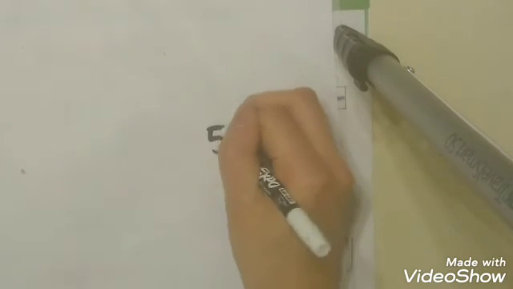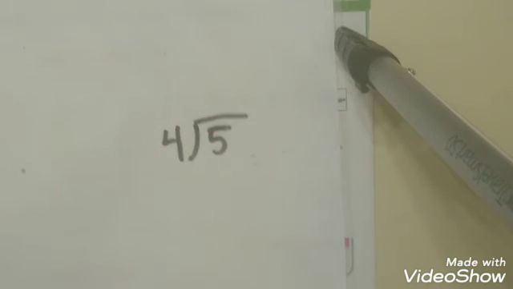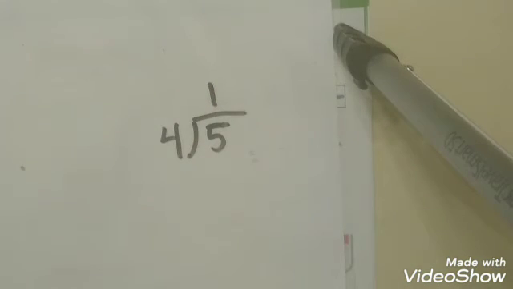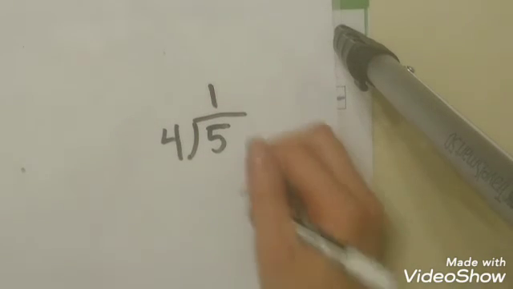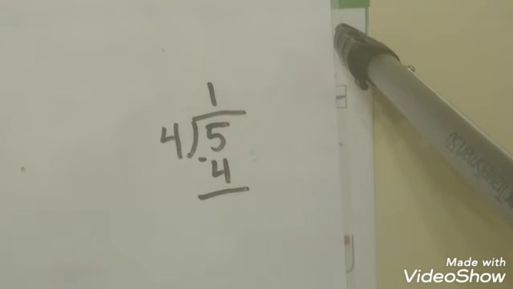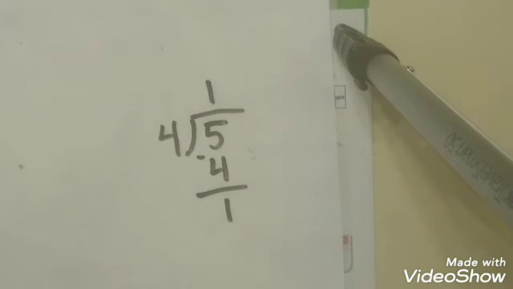So remember, when I change to a mixed number, I just do my numerator, which is 5, divided by my denominator, which is 4. So going through my long division steps, I know that 4 can go into 5 one time. If I multiply 1 times 4, I get 4. If I subtract 5 minus 4, I get 1. And I don't have anything left to bring down. But I'm not going to write that as my remainder.